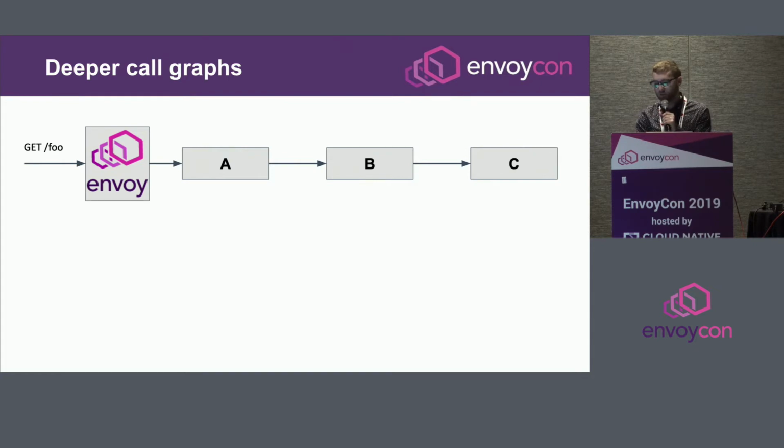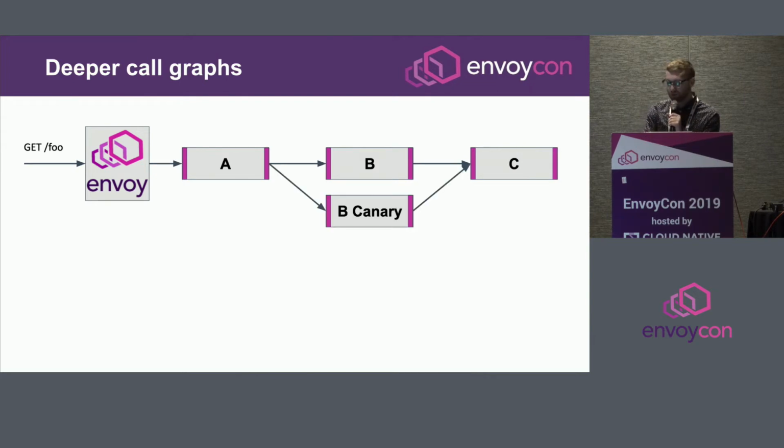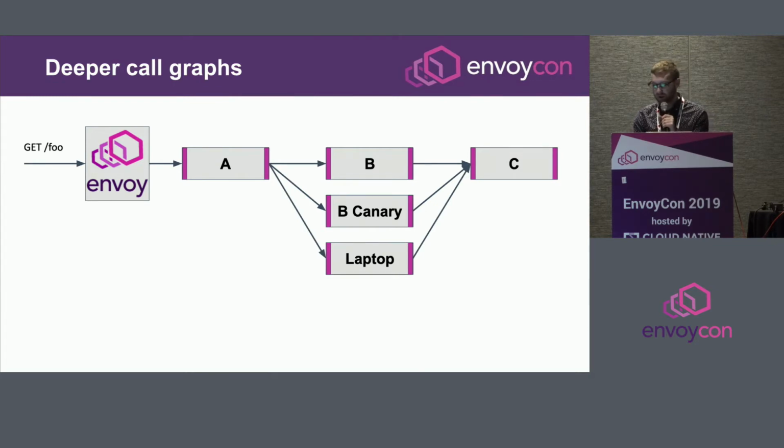So let's say we have some deeper call graph where we have a front Envoy and then some backend services A, B, and C. And actually, we have Envoy sidecars on each of them. So I've drawn little pink rectangles. And I've logically split up the incoming and outgoing traffic, but it's the same process. And let's say I want to deploy a new version. So it's B canary, and I want to ensure that my request hits that B canary. Or maybe I spin up the version of B on my laptop and I want to hit that version.